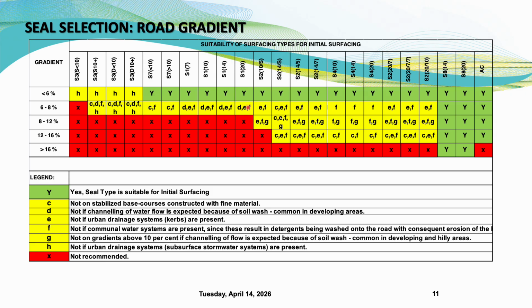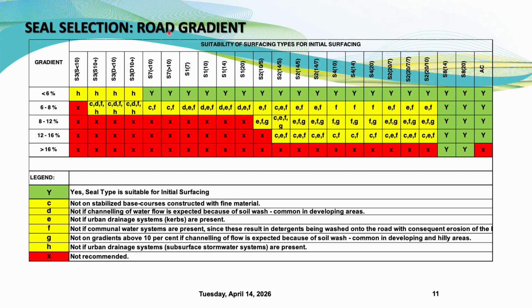You have to think where this road is, what is the gradient, and what are the effects. Green basically means yes, red is no, and yellow is in between, with the descriptors at the bottom. C in this case, you don't use that type of seal, this one where you've got C's, and also not on a stabilized base course, if the stabilized base course has got a fine material. Very important to read the descriptors here of the legend.